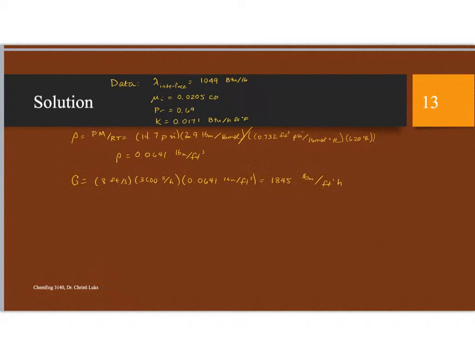Yes, per hour. Okay, and then we can use this for the Reynolds number, and for these units, DG over the viscosity will get me the Reynolds number. So my effective diameter is 6 inches or half a foot. G is 1845 pounds per square foot per hour. Mu is 0.0205 centipoise, and I can change that to pounds per foot per hour using this conversion factor. And so we end up with a Reynolds number that's 1.86 times 10 to the fourth.